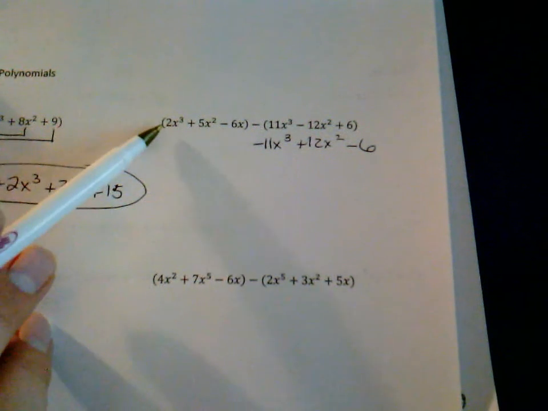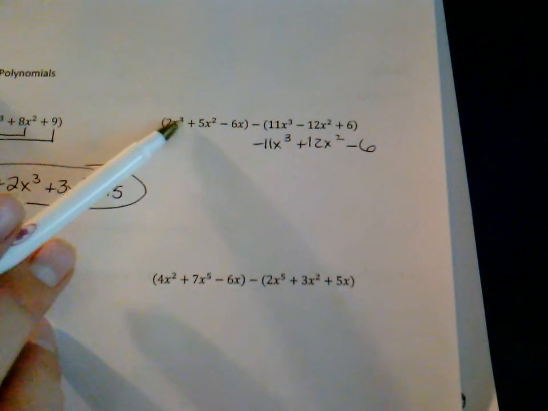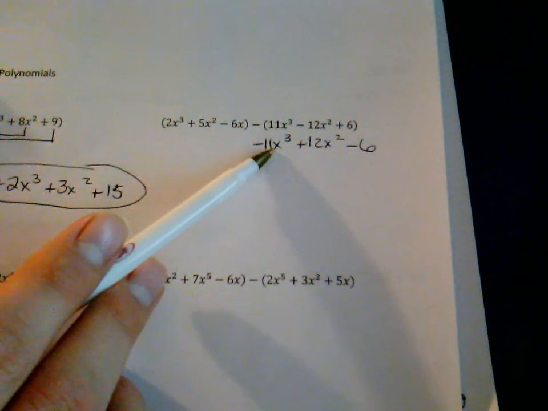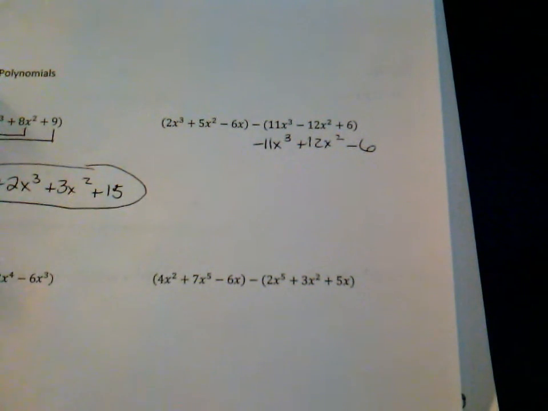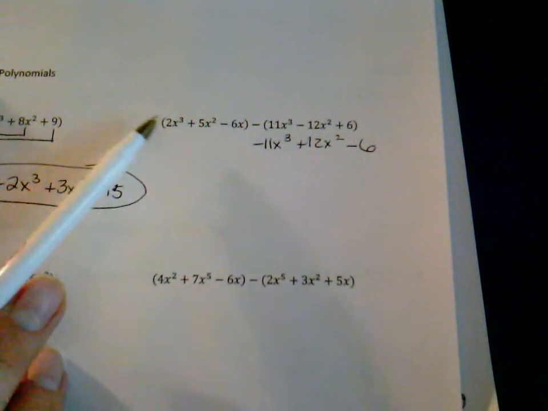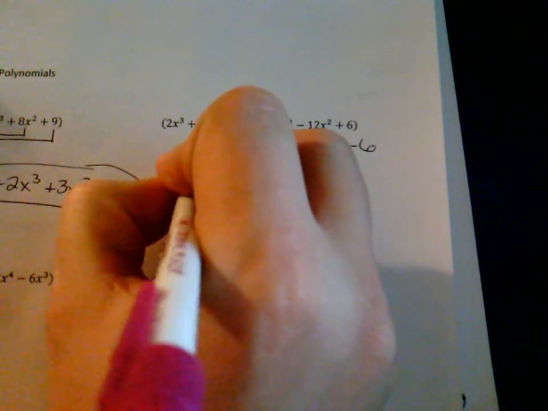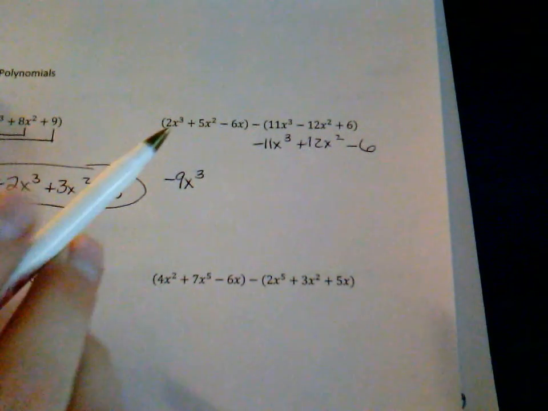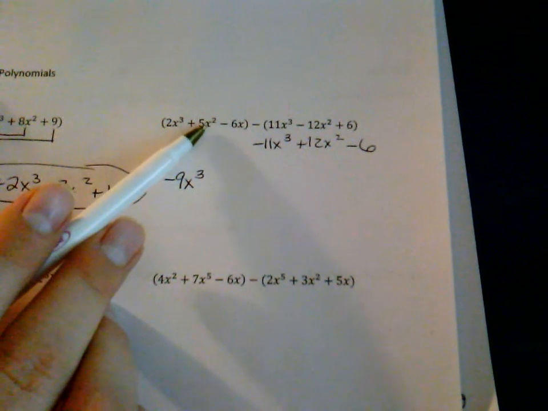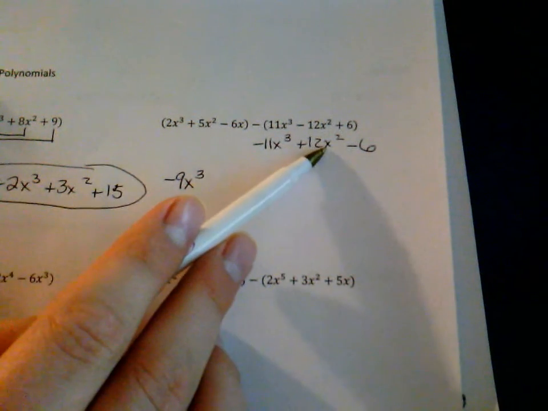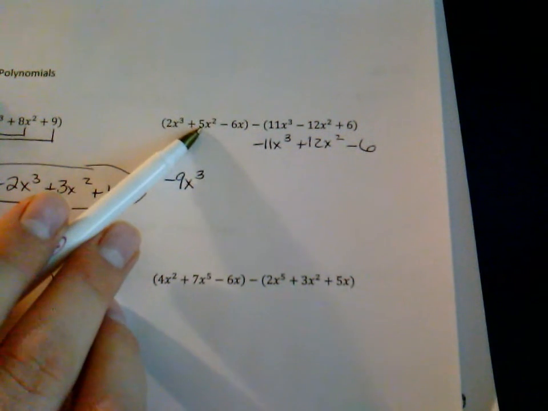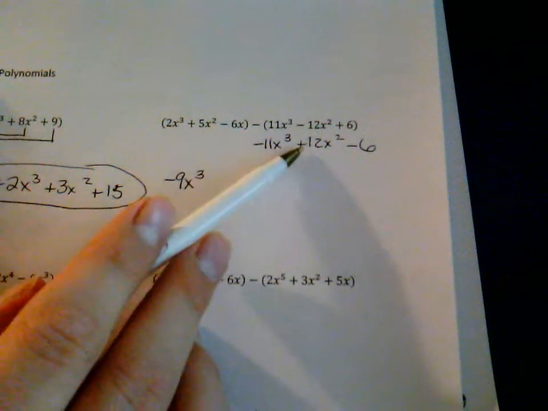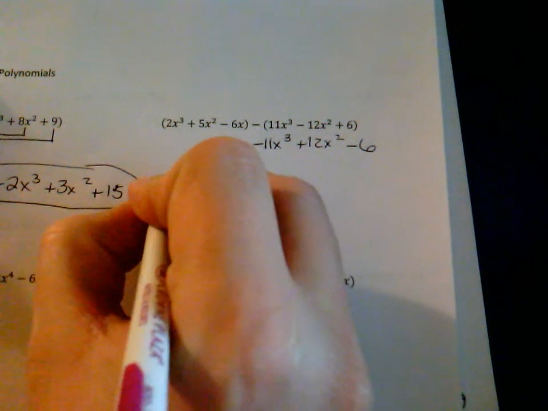So, first, you have an x^3. Is there any more x^3s? Well, yeah, right here, x^3. Since I already changed it, I don't have to do anything, so it's just going to be 2 minus 11, which becomes negative 9x^3. Okay, now x^2. Do I see any other x^2? Yeah, I see one right here, x^2. So it's a positive 5 plus 12, which becomes 17x^2.